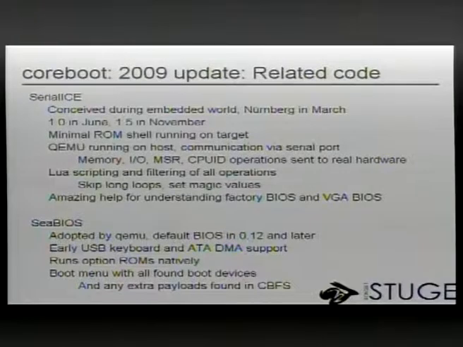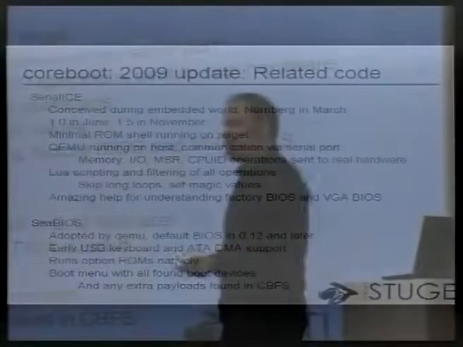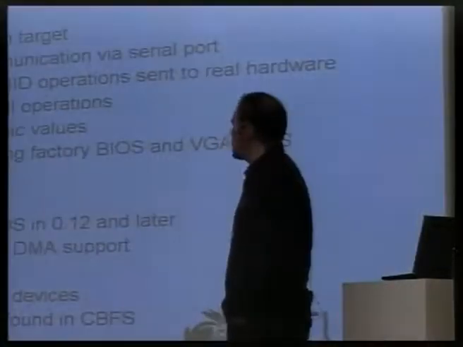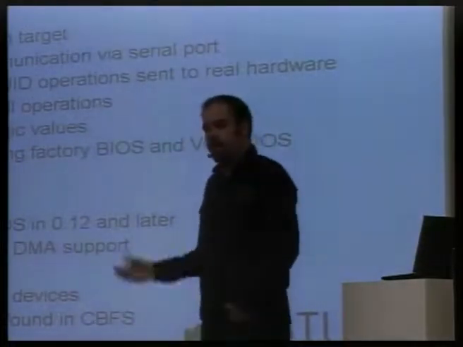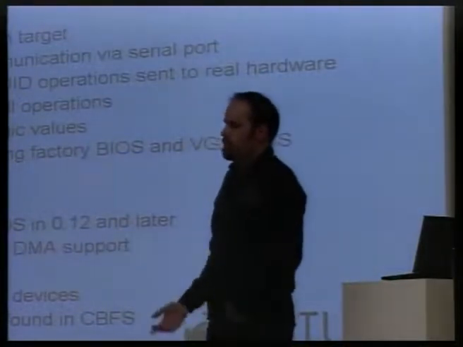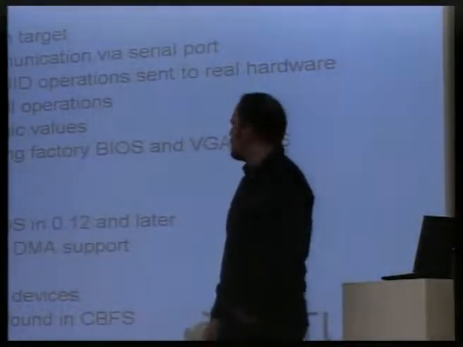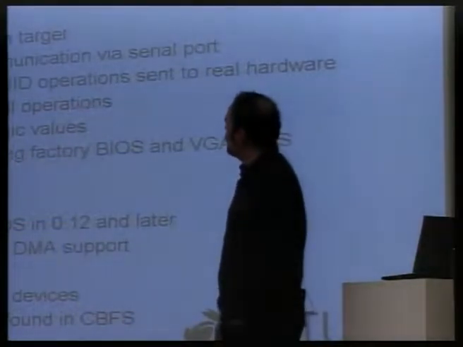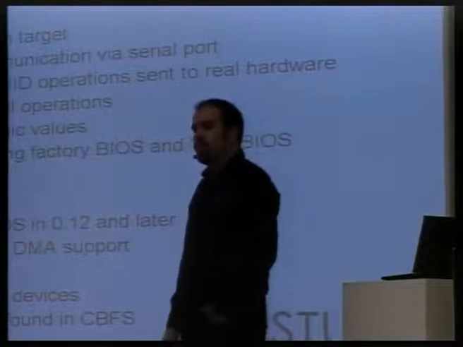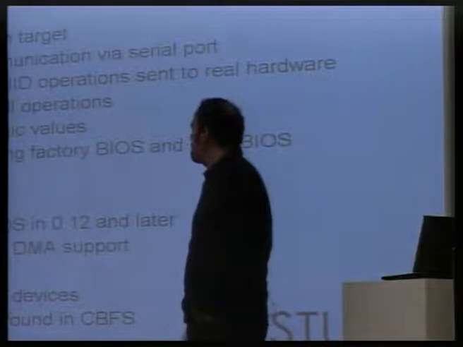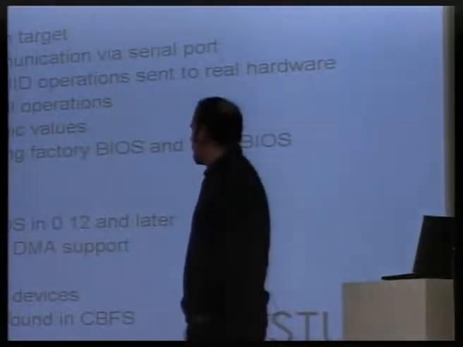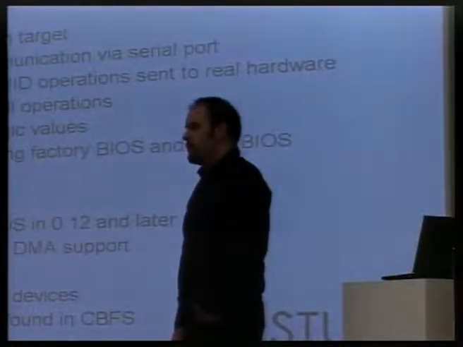So you use QEMU to run a factory BIOS. And most of the memory accesses, I/O accesses, MSR reads and writes, and CPUID operations go over the serial port to the ROM shell and are actually executed on the real hardware. The results are read back to QEMU, and there's also a Lua interpreter included in Serialice, so you can do some scripting and filtering of all of these operations. Skip long loops and whatever you don't care about, and maybe set some magic values that are necessary to get the ROM to continue.